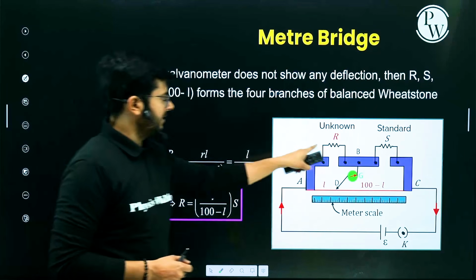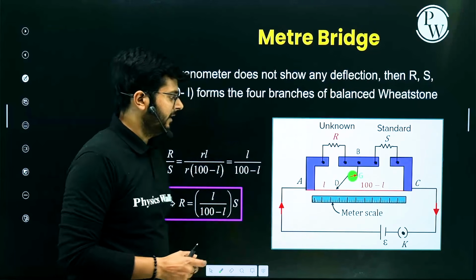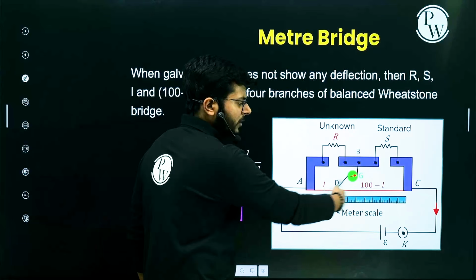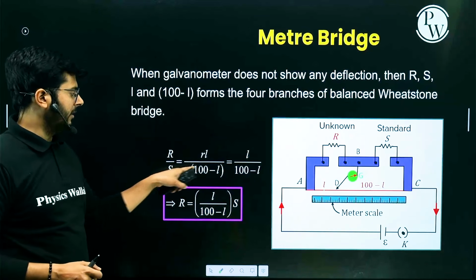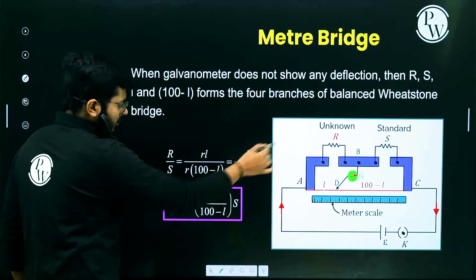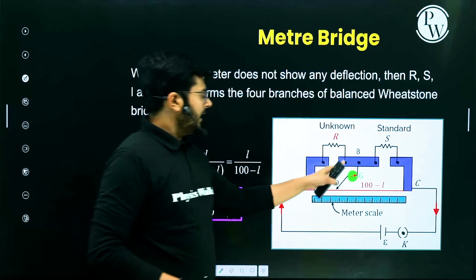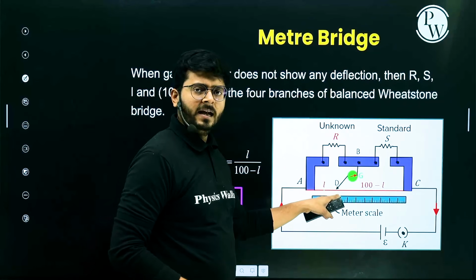R and S, the ratio of these two things has to be in the ratio of these two elements. So you know that the resistance of this part is rho L upon A, and rho is the same. So resistance is in the ratio of length, L upon 100 minus L. So you see that the unknown resistance R is going to be L upon 100 minus L into S.